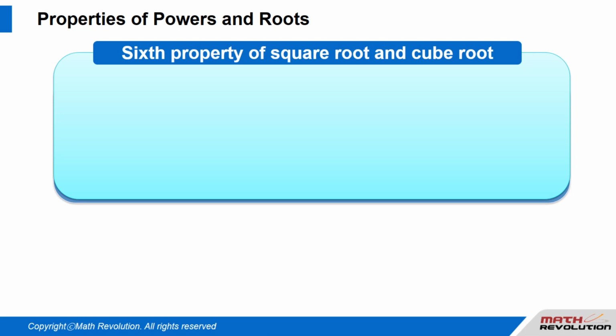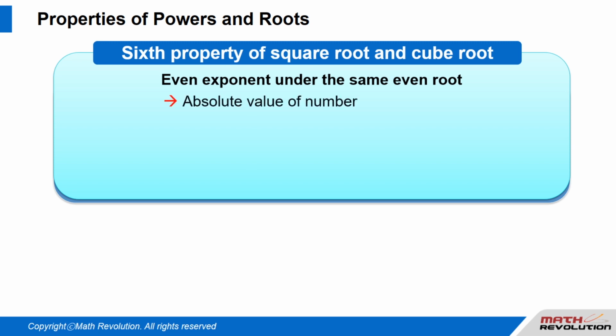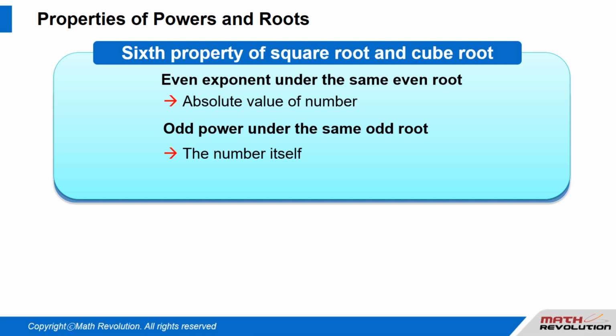Let us talk about the sixth property of square root and cube root. An even exponent under the same even root will result in an absolute value of the number, while an odd power under the same odd root will result in the number itself. So, square root of a squared times b is equal to modulus of a times square root of b, and cube root of a cubed times b is equal to a times cube root of b.